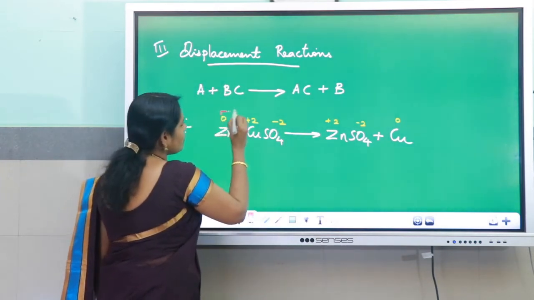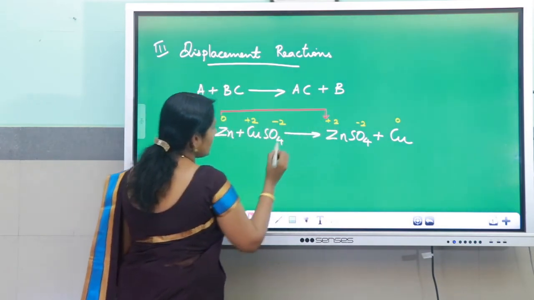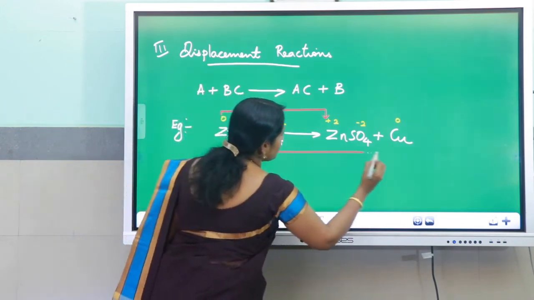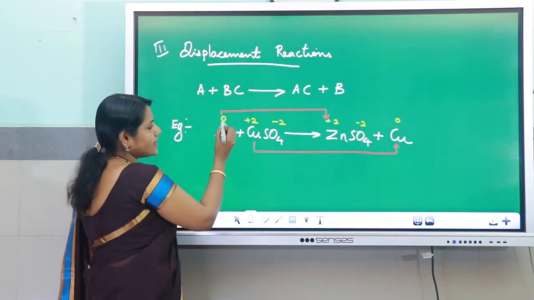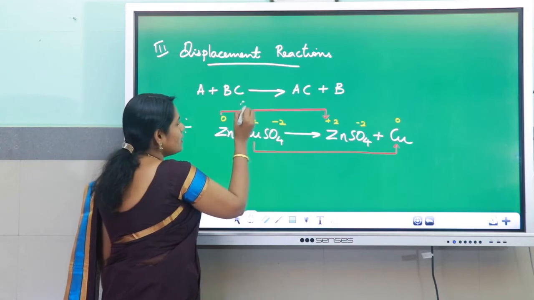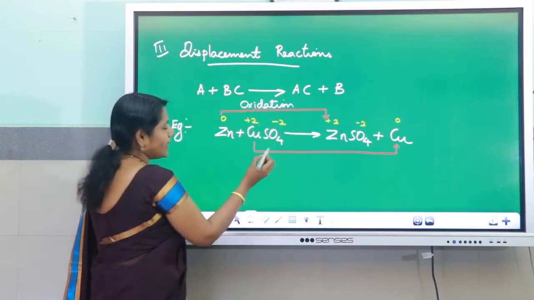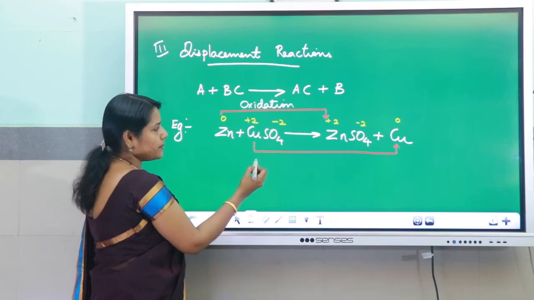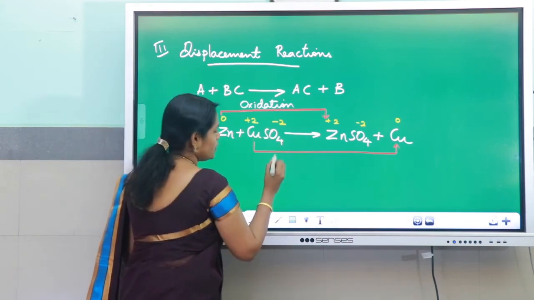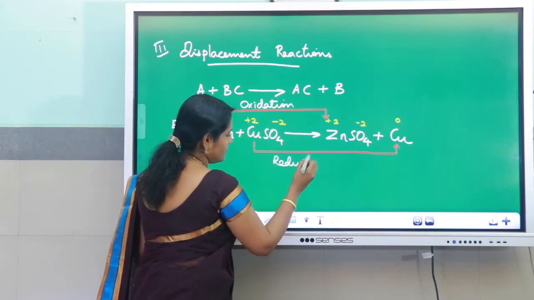So, zinc 0 becomes plus 2 and copper plus 2 becomes 0. So, here you can see that there is an increase in oxidation number which represents oxidation. And here there is a decrease in oxidation number because plus 2 becomes 0. So, this is reduction.